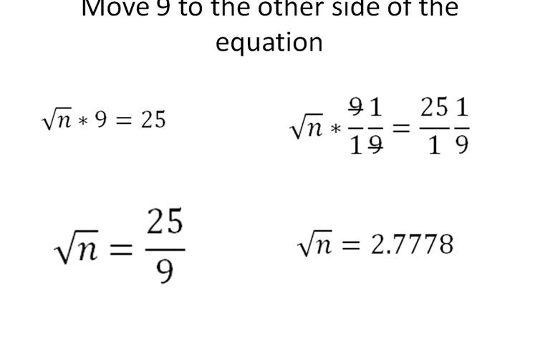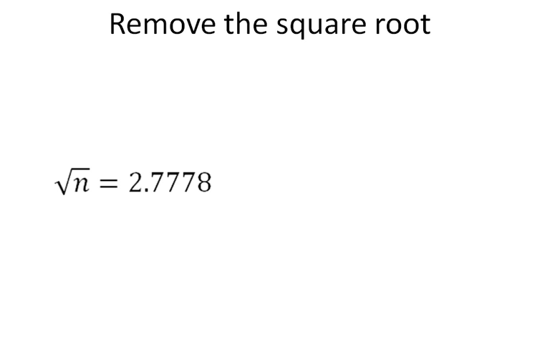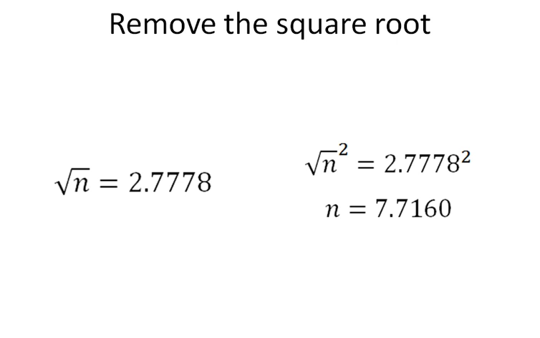Now a lot of people will stop here and think this is the correct answer, but remember, we want to get rid of this square root right here. All we need to do to remove the square root is to square each side. So very simply, we square the square root of n and square 2.778, and we get an n of 7.7160.